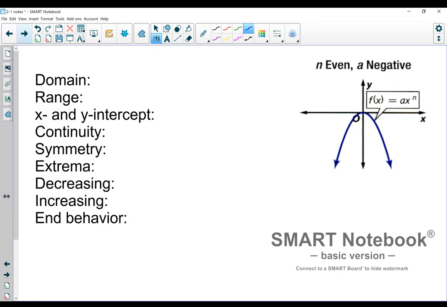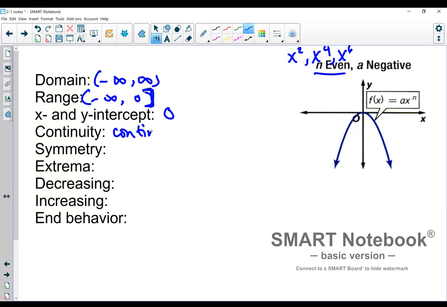So now we're going to look at same even exponent. So again, like x squared, x to the fourth, x to the sixth, but now I have a negative leading coefficient, so my graph's going down. So domain again is from negative infinity to infinity. Because my graph is upside down, this time my range is from negative infinity to 0. And 0 should be a hard parenthesis, x and y intercept is 0. It's continuous, right? It's continuous over my entire domain.